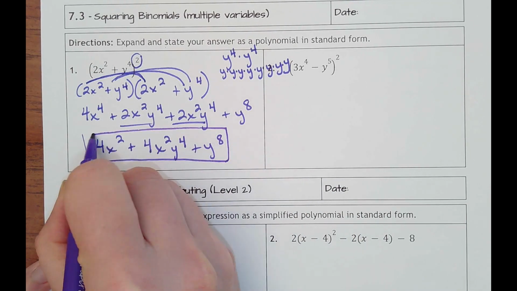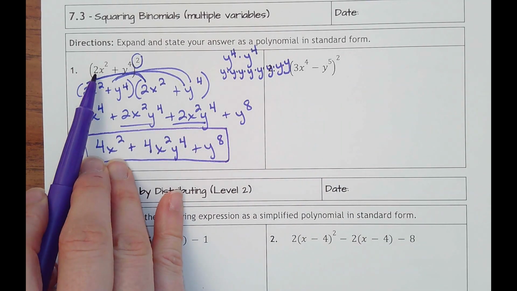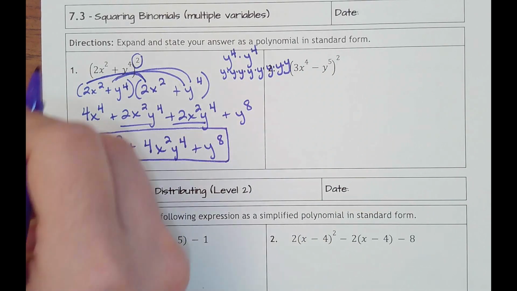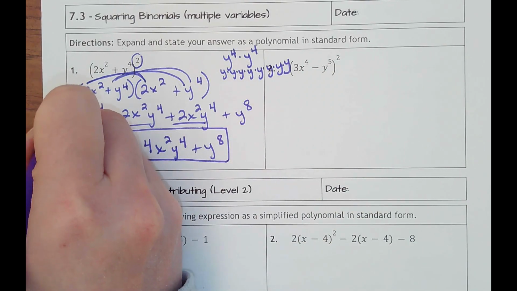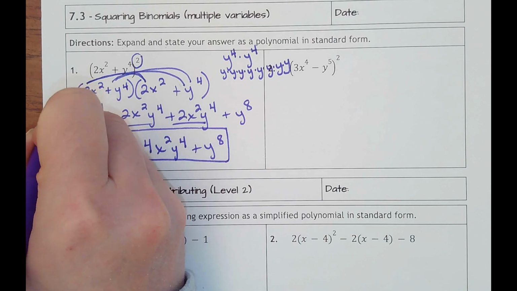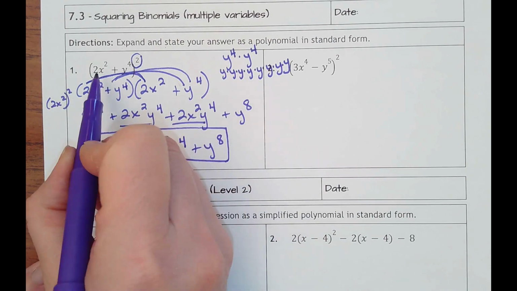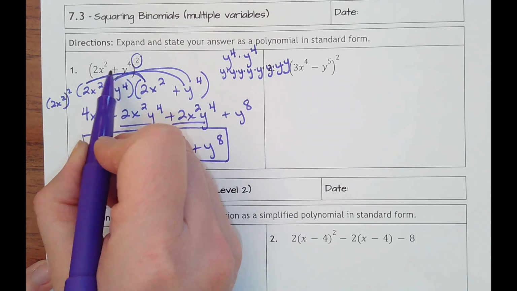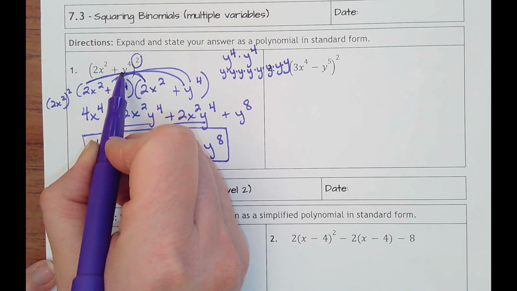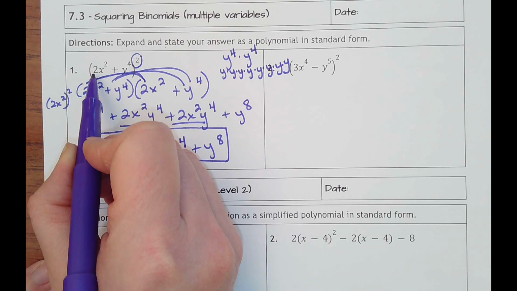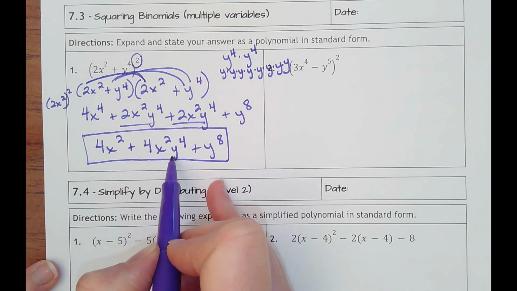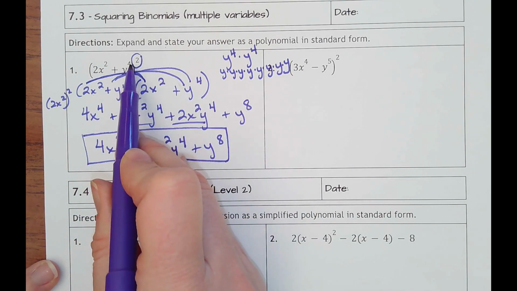So if I were going to use the shortcut on this and try to do this in my head, I'm squaring the 2x squared. So 2 squared is 4, 2 times 2 is 4, that's where the 4x to the fourth would come from. Then I'm going to multiply these two, so that'd be 2x squared y to the fourth, doubled, 2 doubled would be 4x squared y to the fourth, and then y to the fourth squared would be 4 times 2 is 8.